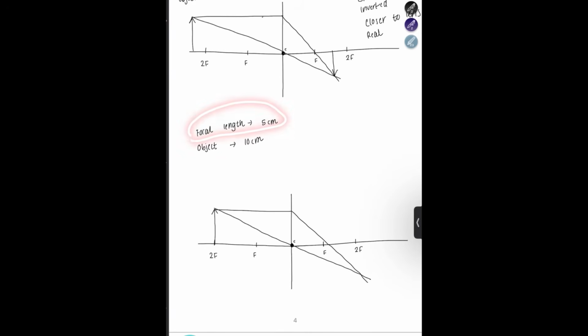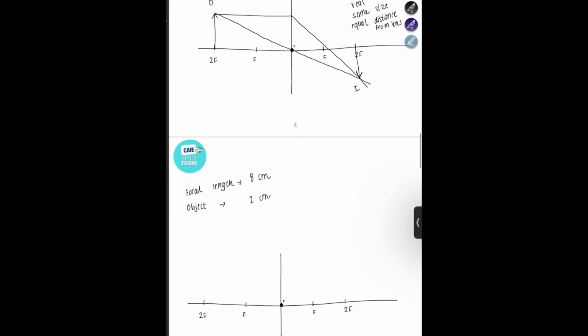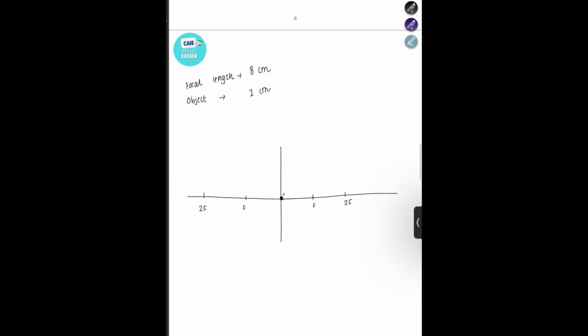So in this next example, the focal length is 5 centimeters and the object is at 10 centimeters. That means it's exactly at 2f. As you can look in the diagram below, you will see that the object is also at 2f. The image is therefore inverted. It's the same size as the object and it's also equidistant from the lens. Both the object and the image are at the same distance from the lens, and it's real as well. Okay, now let's move on to another example.